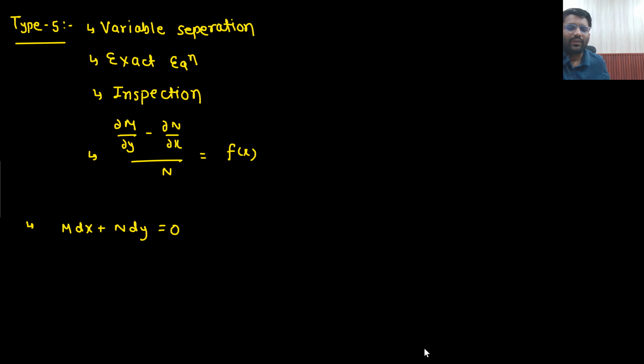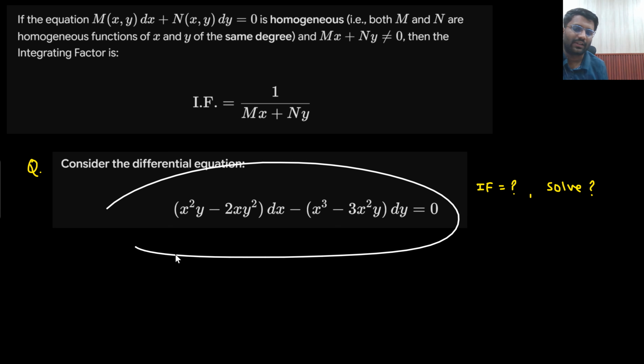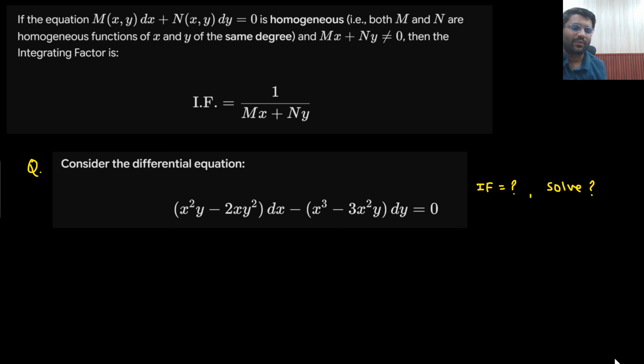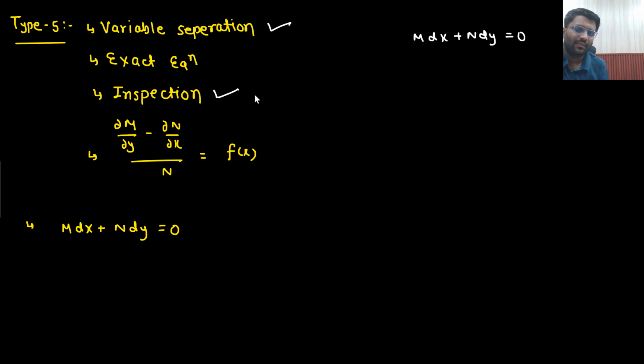Okay. Now type 5 we need to see. So sir, question came m dx plus n dy equals to 0. This question came, sir. Sir, I applied variable separation. Sir, I saw that variable separation is not working. Let's just say this question is there. Sir, variable separation, absolutely not. Inspection, absolutely not. Variable separation, not working.